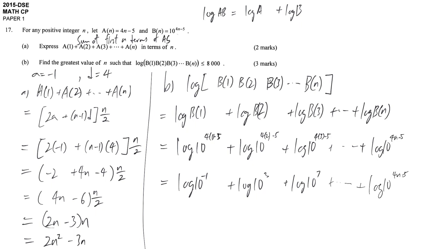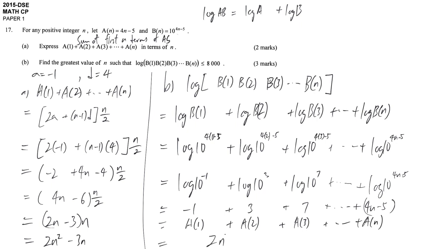Don't forget the dots inside. Both the base of the number and also the base of the log are the same. So that means this is just -1. This is the A series, A sequence, first term, second term until the n term. So basically this is the same as A1 plus A2 plus A3 plus An. Therefore, we just simply use the result 2n squared minus 3n in part A.